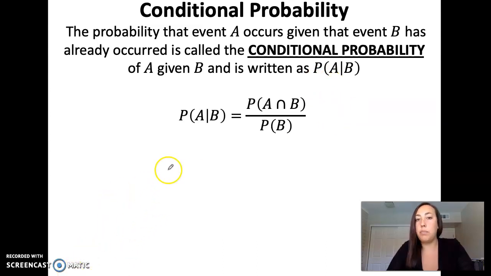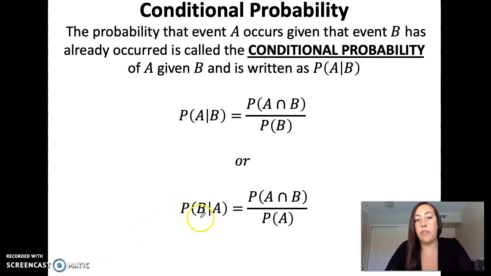There's a formula for this. Probability of A given B is equal to the probability of A and B divided by the probability of event B. So you're always going to divide by the given event. And vice versa, probability of event B occurring given event A has already occurred is equal to the probability of A and B divided by the probability of A. Again, you're always going to divide by that given probability.